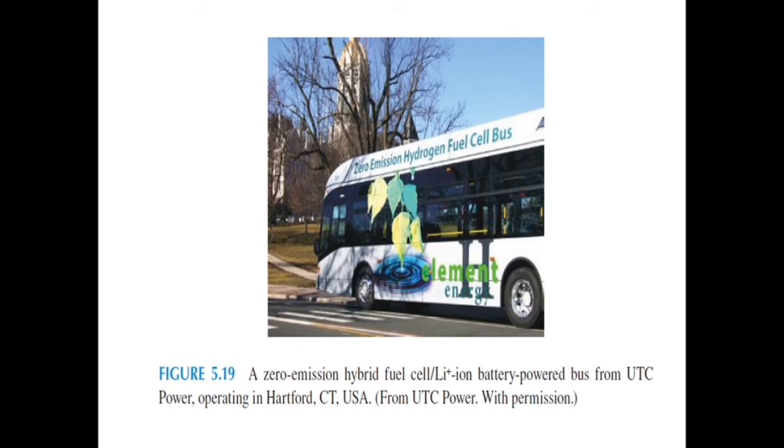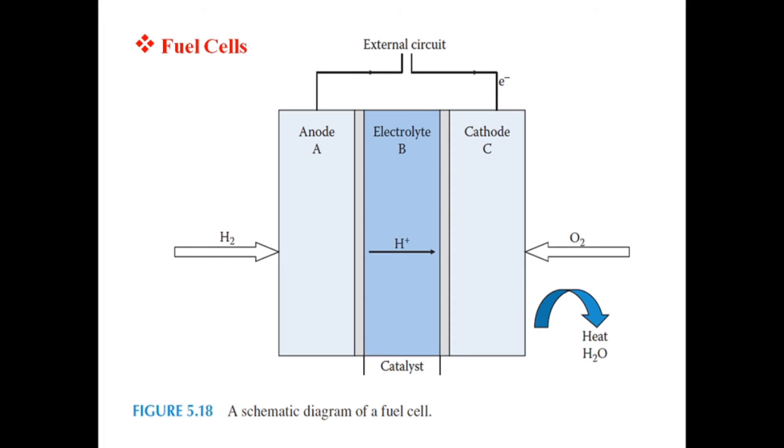Before this cell reaction, I will discuss a schematic diagram of a fuel cell here. Anode A, external circuit, and cathode C. In between, electrolyte B is sandwiched. Here, oxygen, and on this side hydrogen. This is the catalyst.